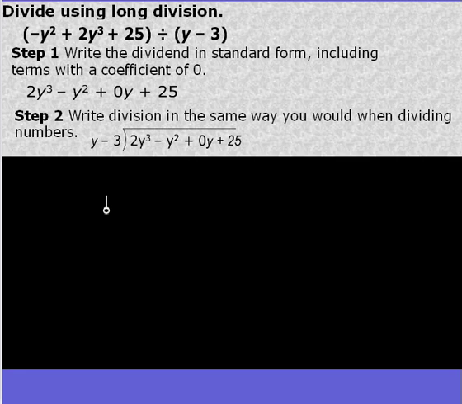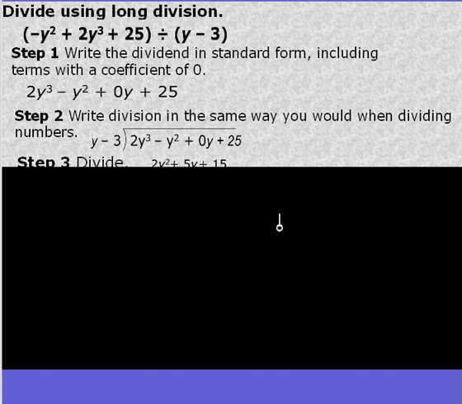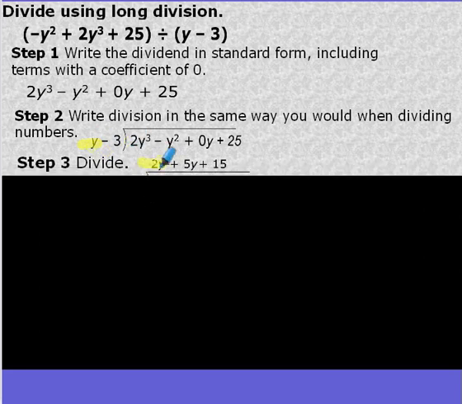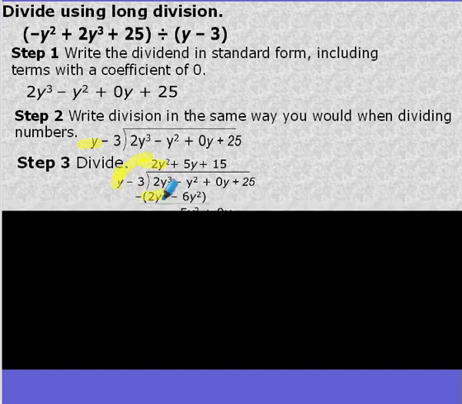I wish I had room to write this out without showing you, but we're going to look at what we need to multiply y by to get 2y cubed. We need to multiply y by 2y squared to get 2y cubed. So we multiply y by 2y squared, and that gives us 2y cubed. And then also our negative 3. So negative 3 times 2y squared is negative 6y squared.